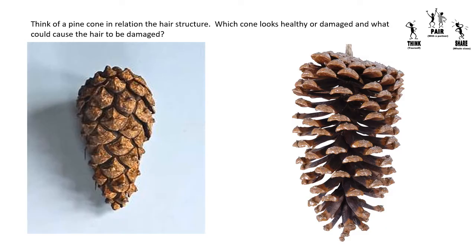I like to think of it as a pine cone. On the left hand side you can see a pine cone where the structure is very tight and closed, which can be quite healthy looking. Now, if we look at the picture on the right hand side, the pine cone is kind of open and swollen, and it looks kind of damaged. So we can look at the cones and discuss which one is healthy or damaged and what could cause the hair to be like this. You can think, pair and share.